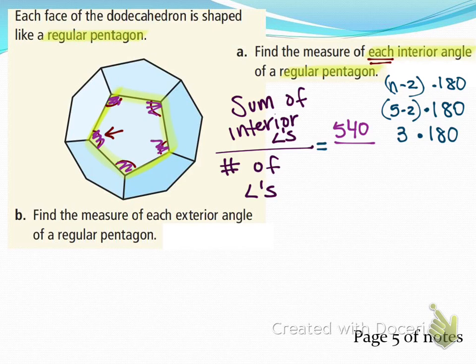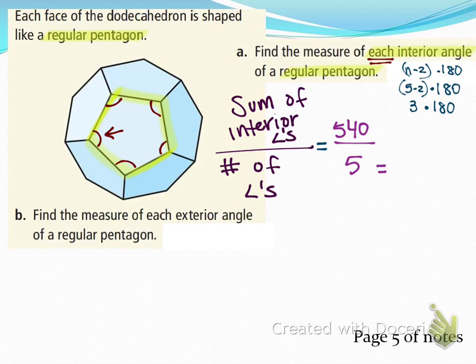All right, but we also know all of the angles are congruent. So we're going to split 540 by the number of angles. So how many angles are in a pentagon? 5. So each individual angle, what's 540 divided by 5? 108. Okay. So each inside angle is 108 degrees. If you added 108 plus 108 plus 108 plus 108 plus 108, that makes 540 degrees.